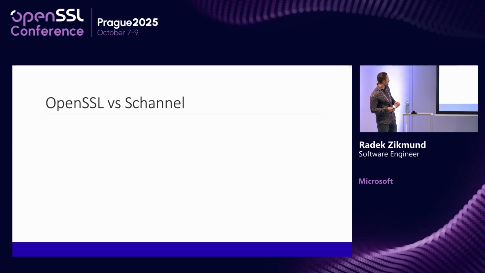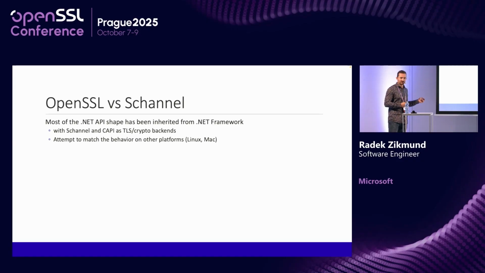Small comparison between OpenSSL and Schannel. Why is it important? Because I mentioned that .NET started on Windows only, and there it was backed by the Schannel implementation, and that had some influence on the API. When we started to work on making .NET cross-platform, we didn't want to change the API. We wanted to preserve some backwards compatibility with .NET Framework to make it easy for our users, our customers, to migrate to the new .NET.